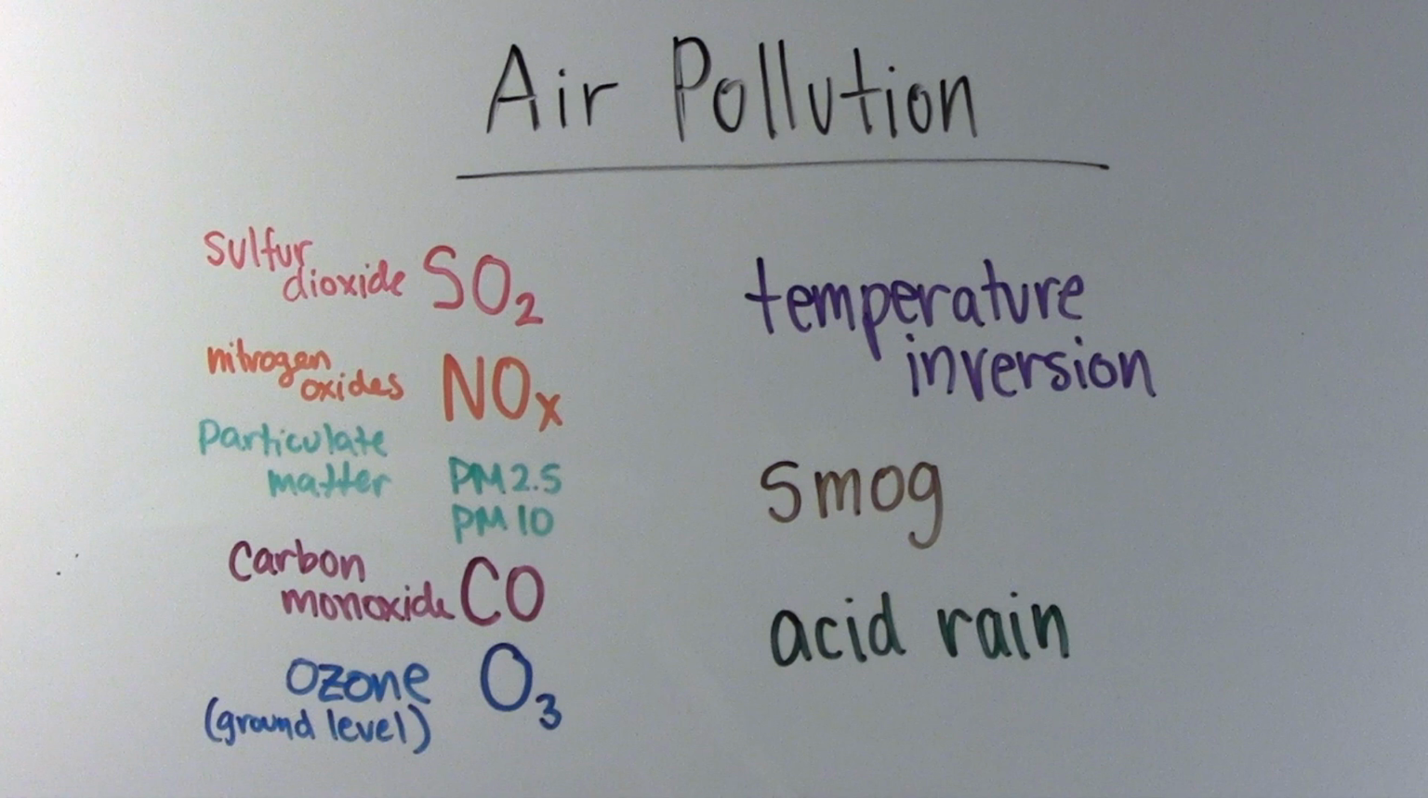Today we've talked about major air pollutants and air pollution processes. Next we'll look at what can and has been done to fix or reduce these environmental problems.